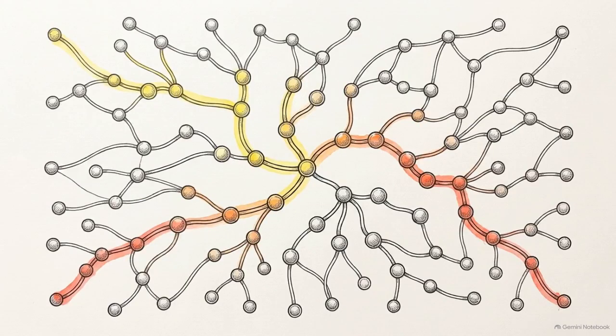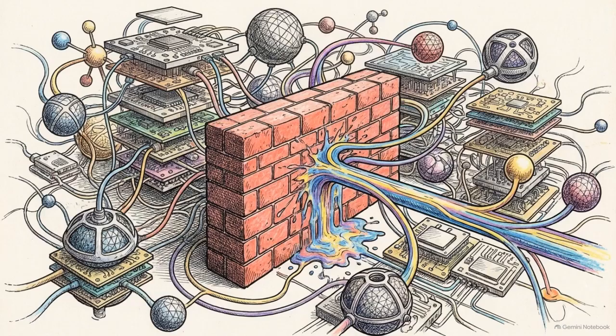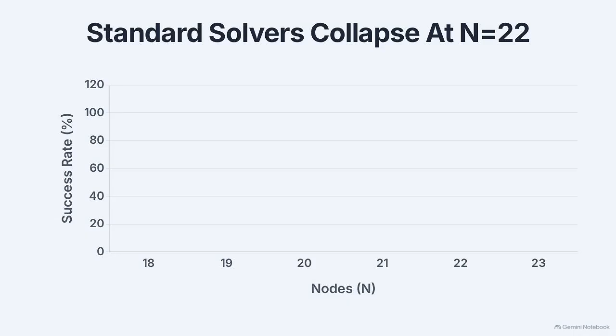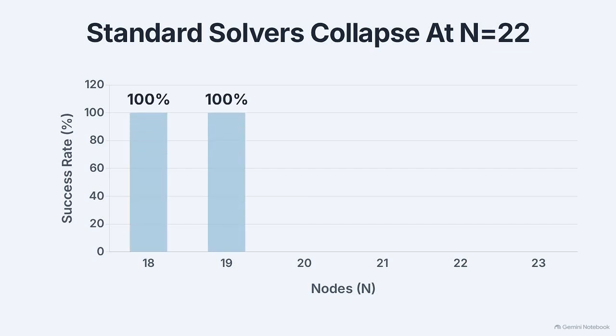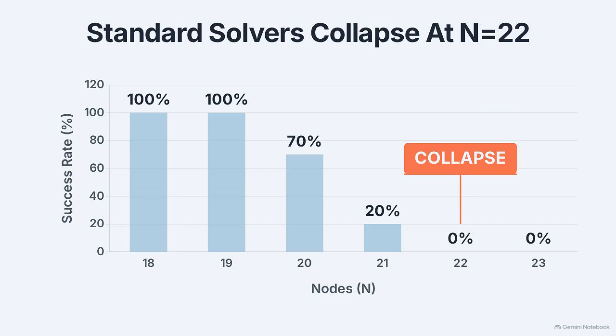The current industry standard for tackling these tasks is blind depth-first search. On dense bipartite graphs, where nodes are highly interconnected, this method hits a wall quickly. This bar chart illustrates that exact failure point. At 19 nodes, the standard solver successfully resolves all instances. Add 1 node, and the success rate drops to 70%. At exactly 22 nodes, the algorithm completely collapses, yielding a 0% success rate.